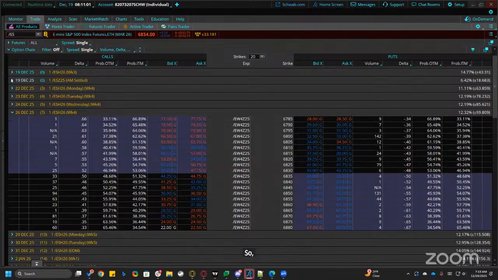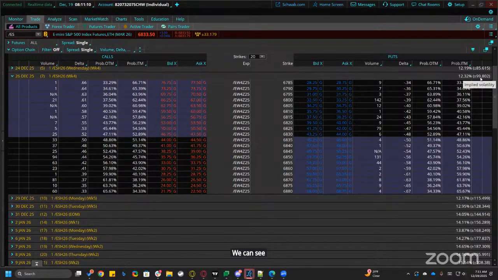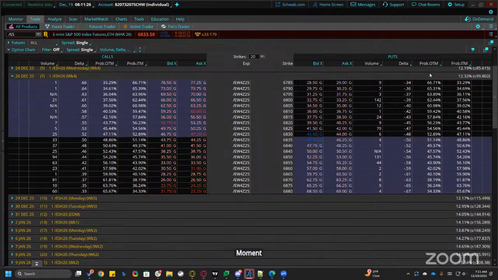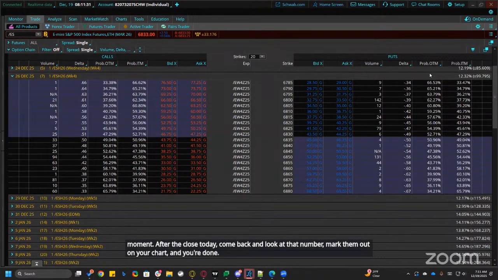So on Friday after the close, if you're doing it by hand, go in, look at next week's expected move. We can see that it's 99 points. Let's round up, because you can't do eight-tenths of a point. So it's 100 points higher and 100 points lower. That's next week's range at this moment. After the close today, come back and look at that number, mark them out on your chart, and you're done. Then you've done it by hand.